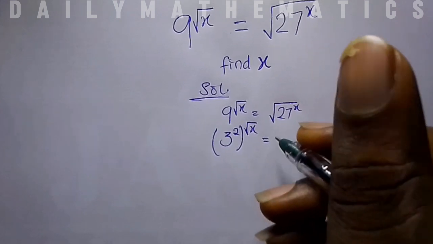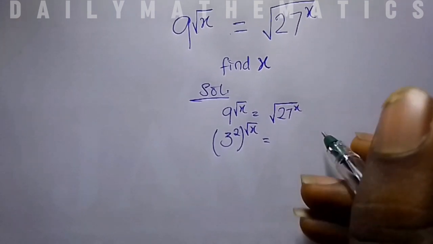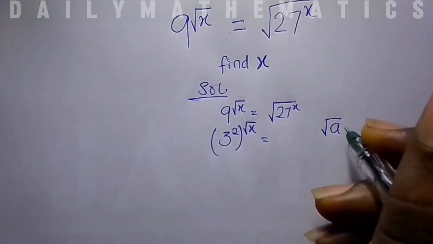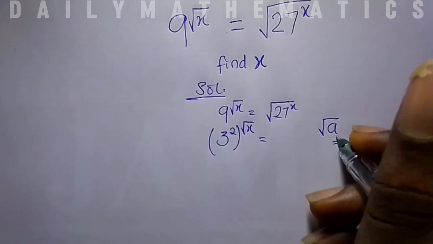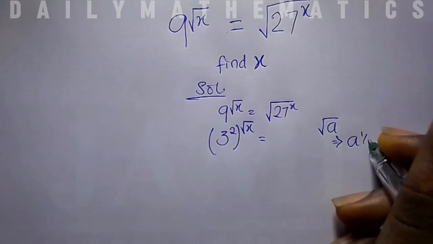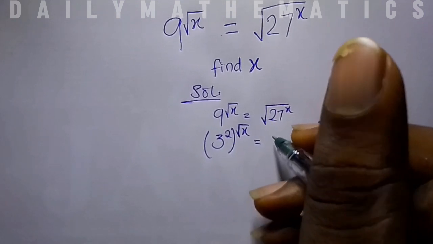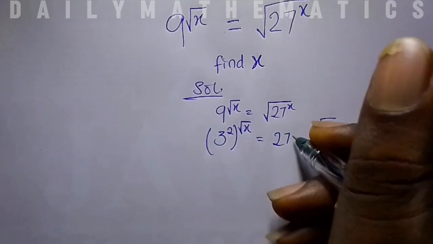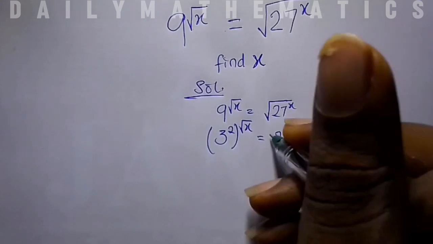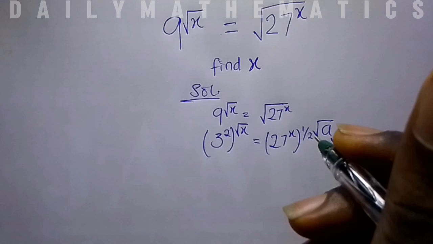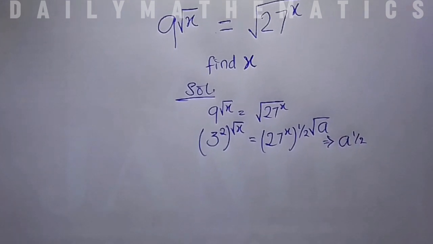And then we can see that when we have root a, according to the laws of exponents, it gives us a raised to the power of 1 over 2, right? So from here, root 27 will give us 27 raised to the power of x, raised to the power of 1 over 2. Right? So from here, what's now the next thing to do?